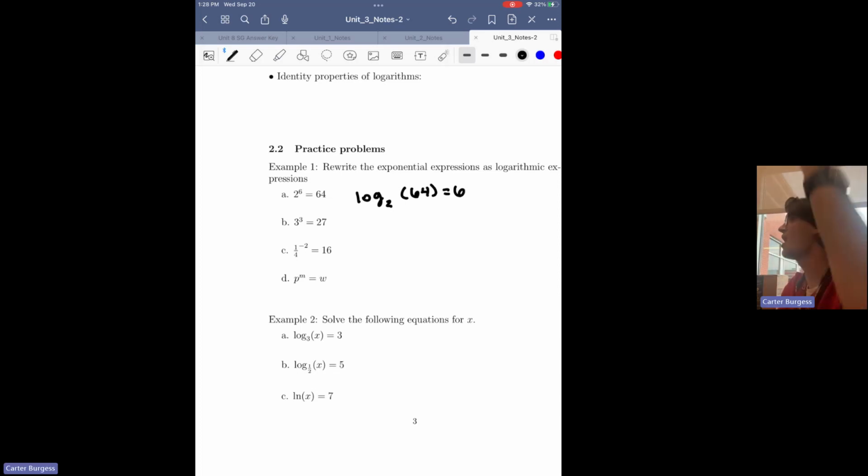Have we changed the content of that statement? No, it's saying the exact same thing. It is saying that if we wanted to know the power that we need to raise 2 to equal 64, that power is 6, which is the exact same thing as saying that 2 raised to the power of 6 is 64. Right? It's just two different sides to approach the exact same statement from.